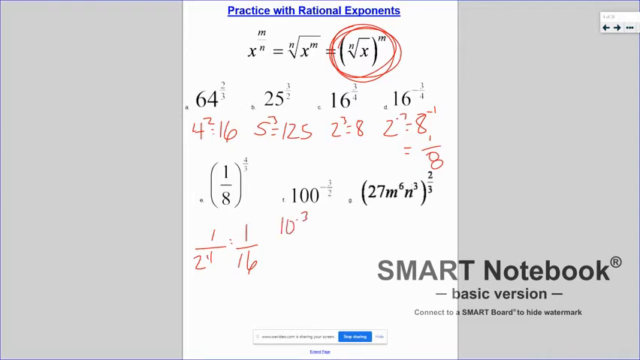10 to the negative third. 10 to the third would be 1,000. And 1,000 to the negative 1 is 1/1000. Part G, 27, m to the 6th, n to the 3rd.